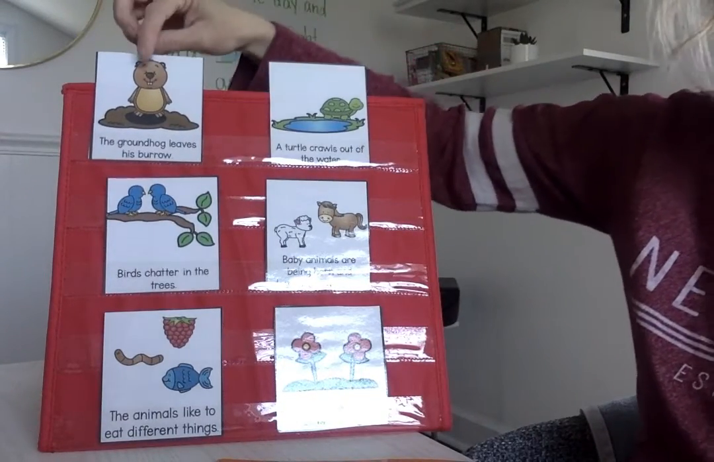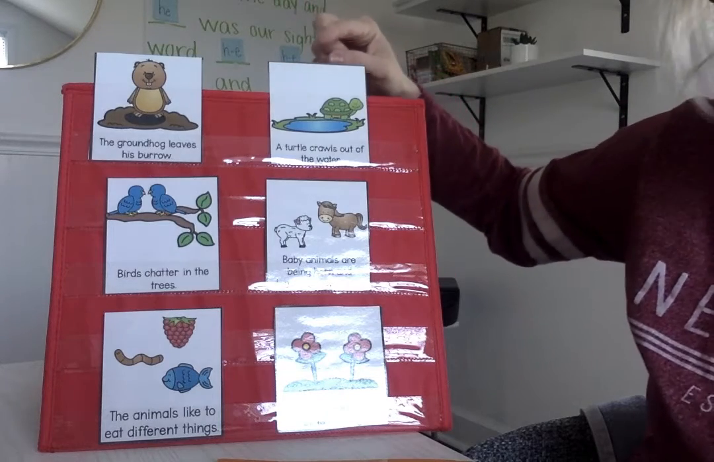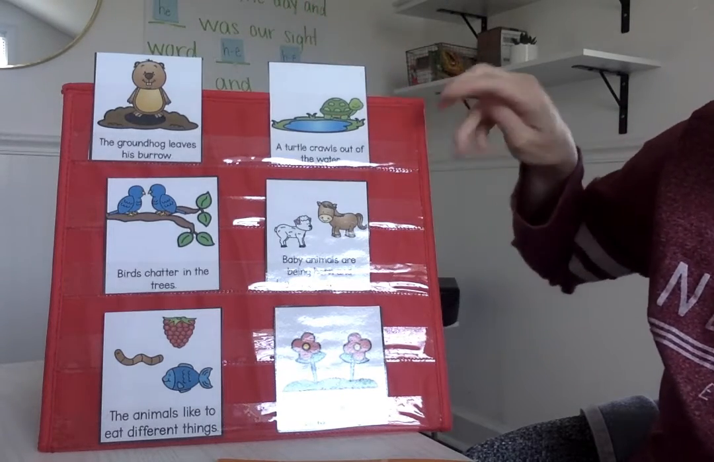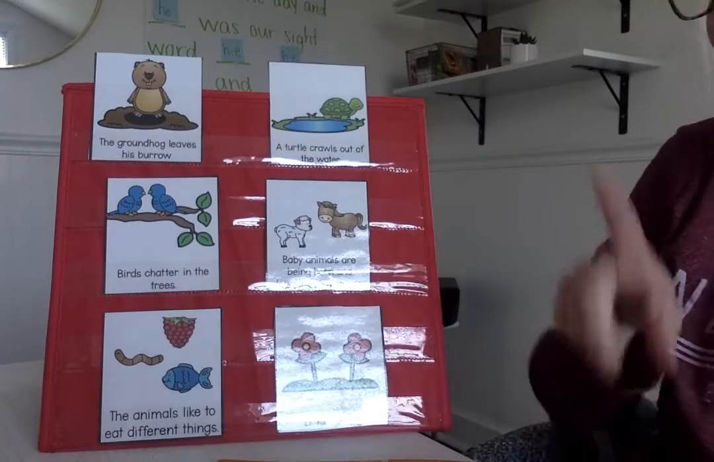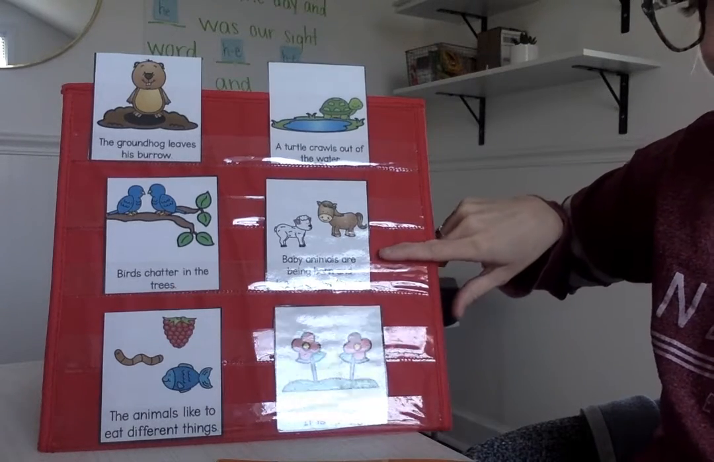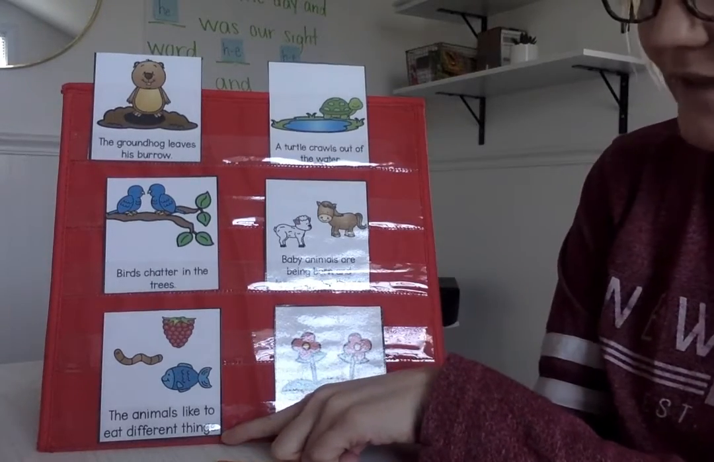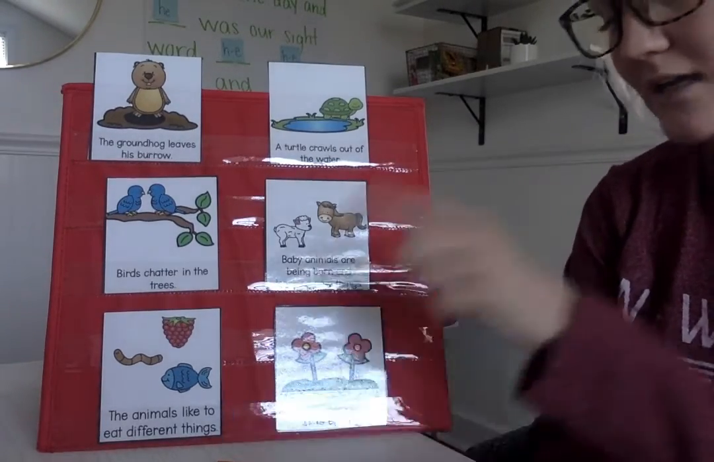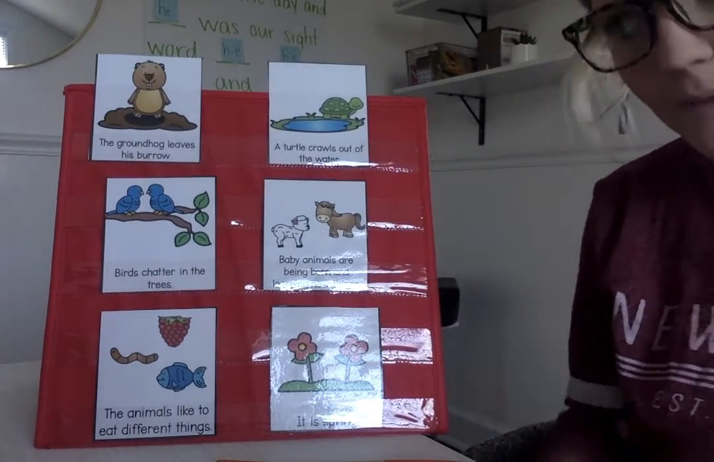So we first had the groundhog leaves his burrow, and then a turtle crawls out of the water. After that, the birds chatter in the trees. Then the baby animals are being born and learning new things. After that, the animals like to eat different things. And lastly, we talked about how it is springtime.